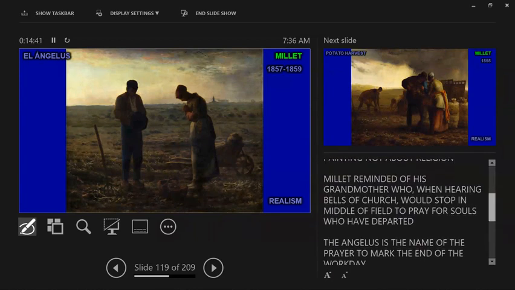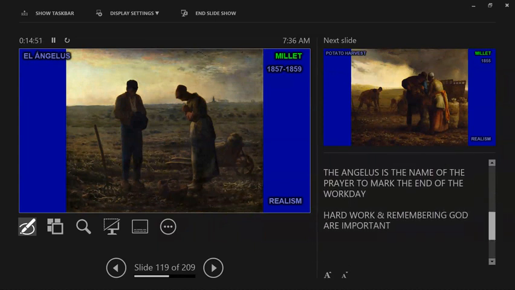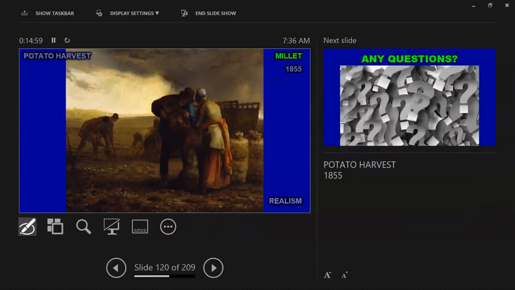Millet is reminded of his grandmother, who, when hearing the bells of the church, would stop in the middle of the field to pray for the souls that have departed. And the message is that hard work and remembering God are important. And again, we have another genre painting of peasants in the field, and they're trying to quickly get their work done before the storm comes.